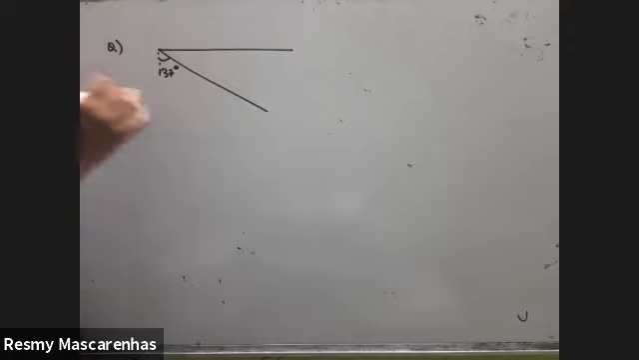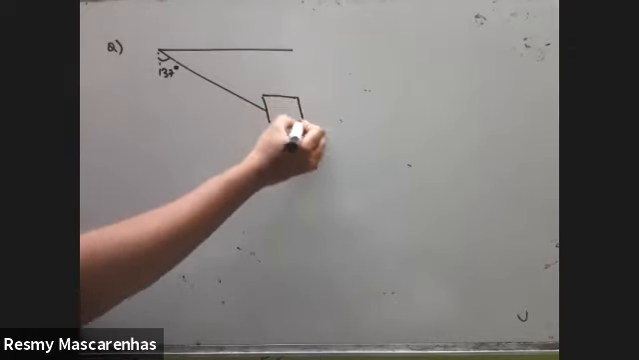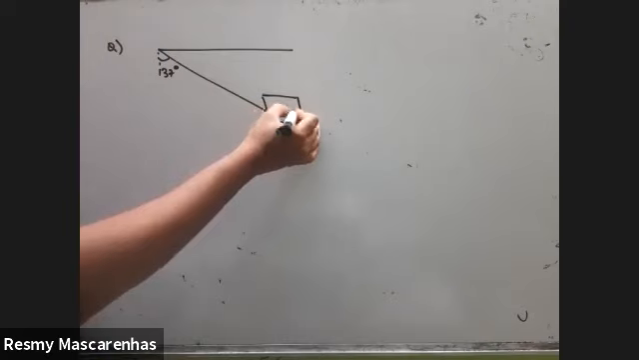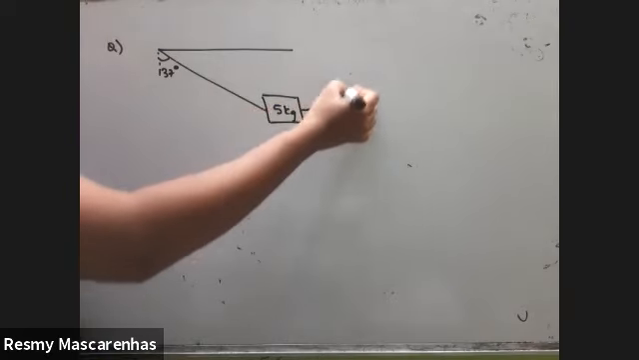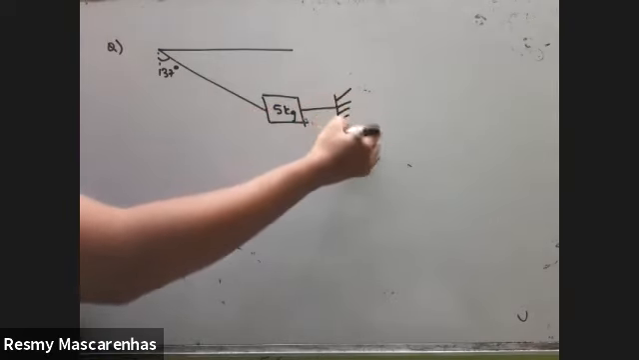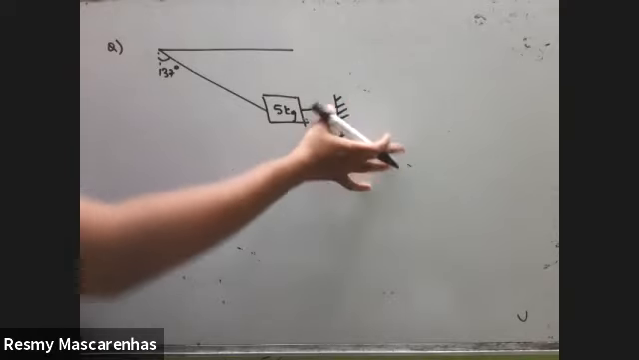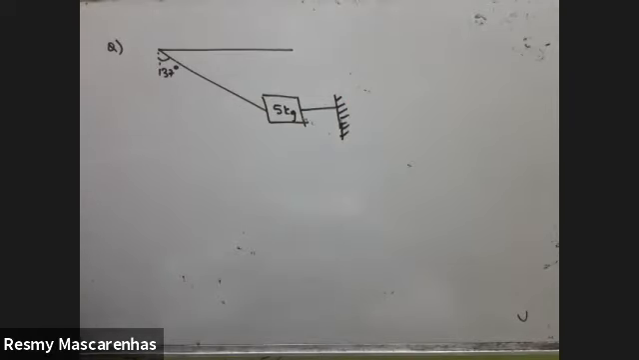This is 37 degree. This is 5 kg. This is tied over here. So let us calculate all the tensions. Now, obviously, here it will be tensions because that object is not kept on a surface. Only when it is kept on a surface will the normal come into the picture.